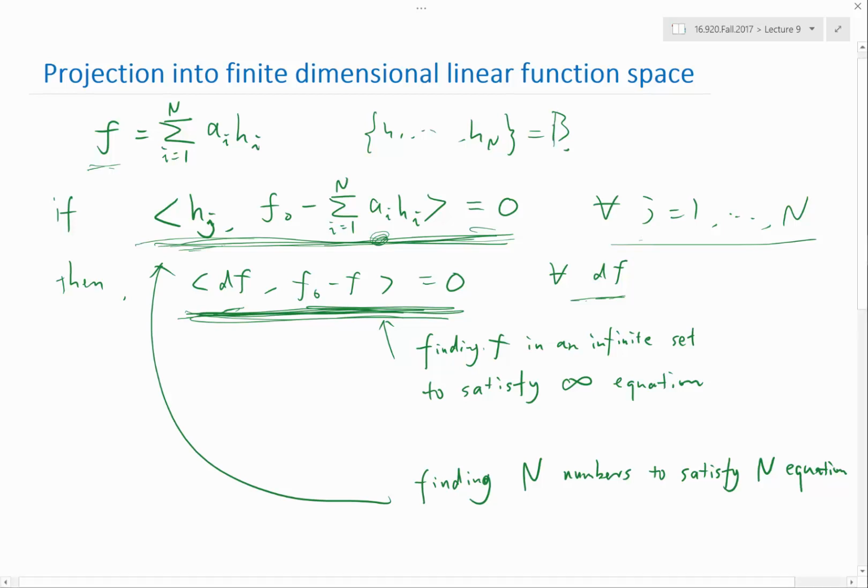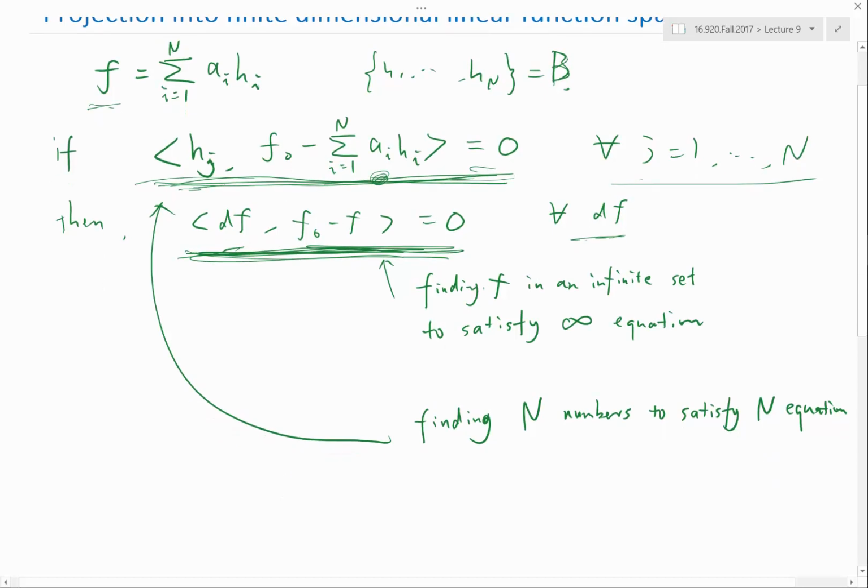You mean here? It's the basis. It's the basis. I'm sorry. I'm sorry. It's the basis. Sorry for my bad handwriting. Right? Do we? Any other questions?